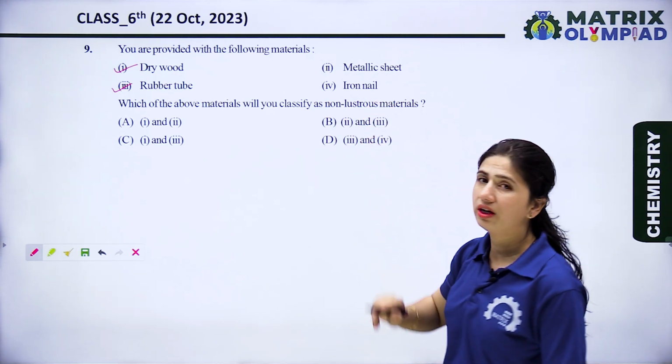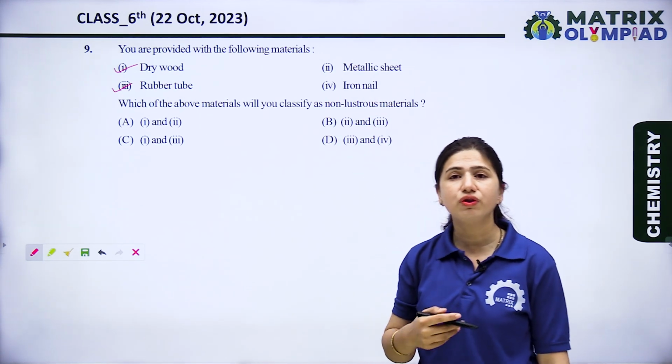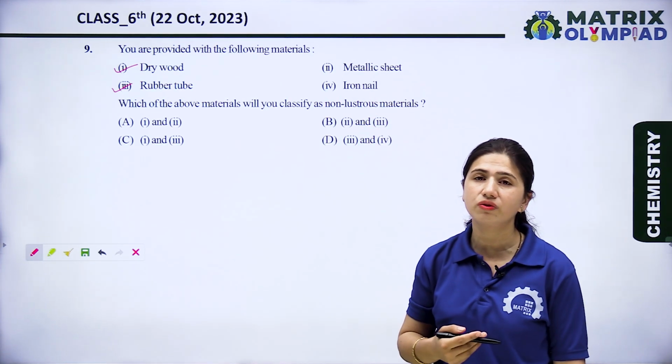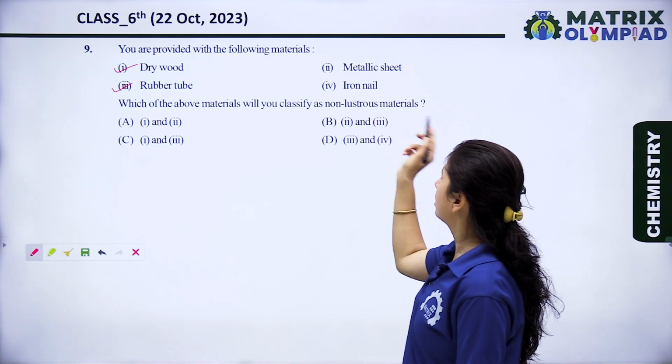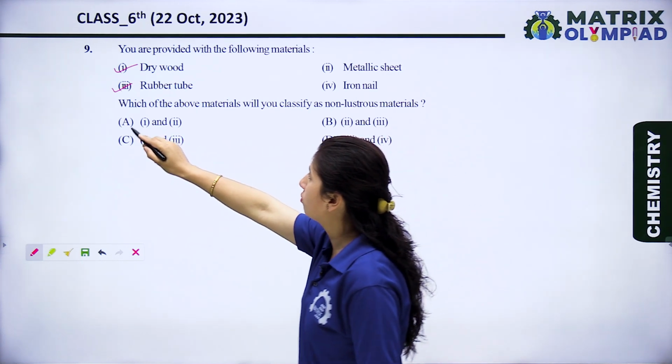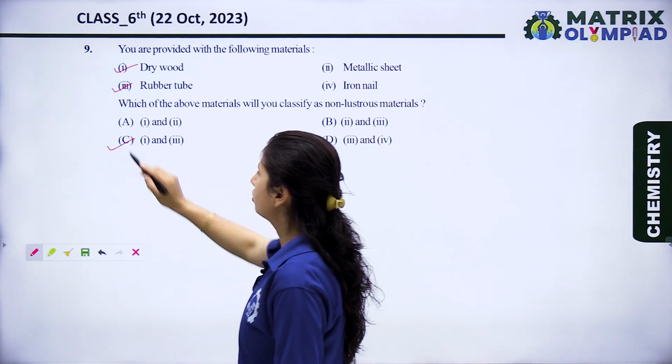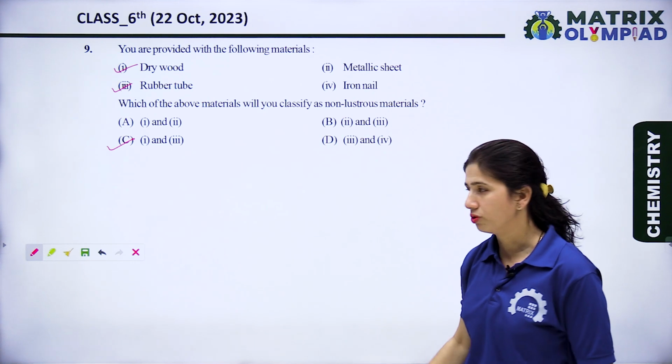Rubber tube is also a non-metal which shows non-lustrous property. And iron nail. Iron is a metal, because of the free electrons, or we can say because of their shiny look, they give lustrous property. So the option first and third, means option C is the right option.